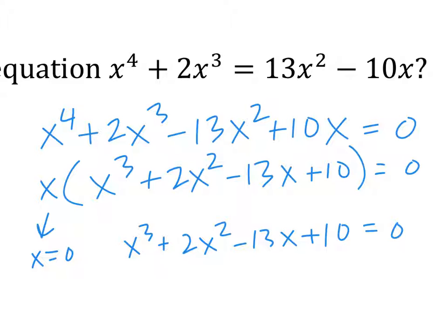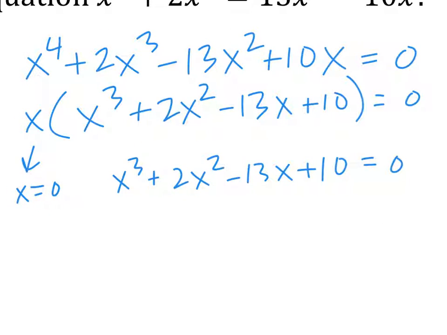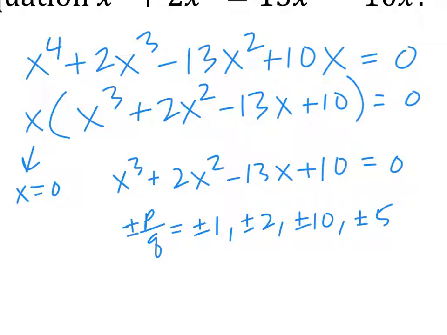This one on the right, can I factor it? No, there's no trick to factor it, so what can you do? P over Q. Yeah, you have to do P over Q. All right, what are my possibilities for P over Q? 1, 2, 10, 5. That's it.